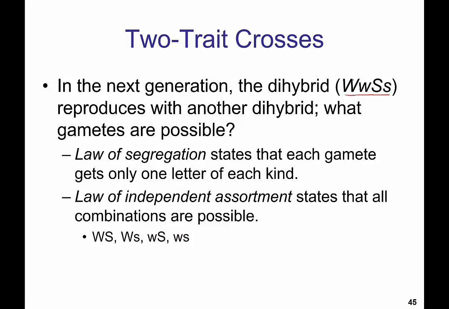If we work this outer to inner, we can have a big W with a big S. We could have big W, little s. Okay, so we've got all of the big W's taken care of, right? Now if we work inner, we could have little w, big S, or little w, little s. That's what's represented here. These are the gametes that are possible from a dihybrid.